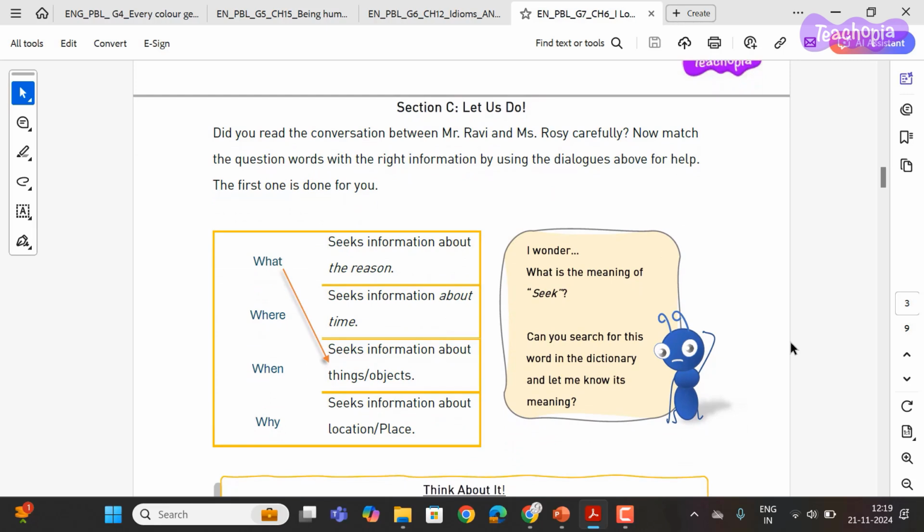Section C gets the learners to apply their knowledge about the WH questions with their definition. So this is a match the following where the WH questions are on the left side and the explanation of the WH question is on the right, and they need to be matched.